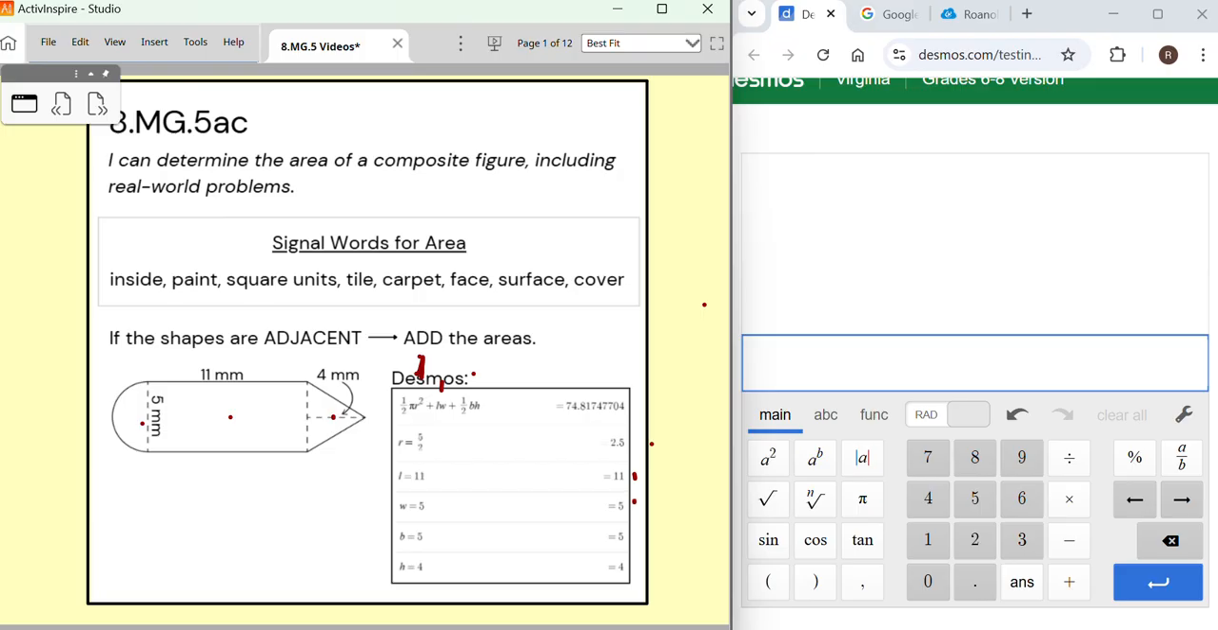Then we're going to look at the base of that triangle, which is 5, and the height of that triangle is 4. And when you put that all into Desmos, it gives you a combined area of 74.8 millimeters squared. Okay, so let's see if we have some examples to go through.